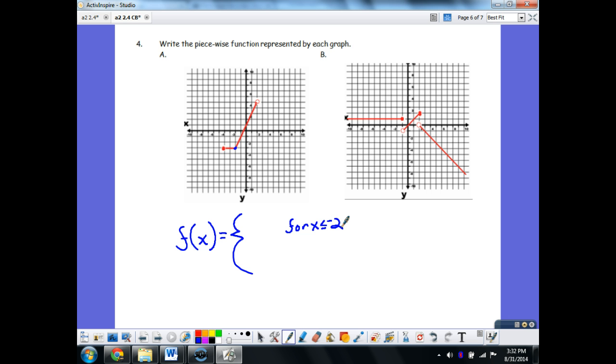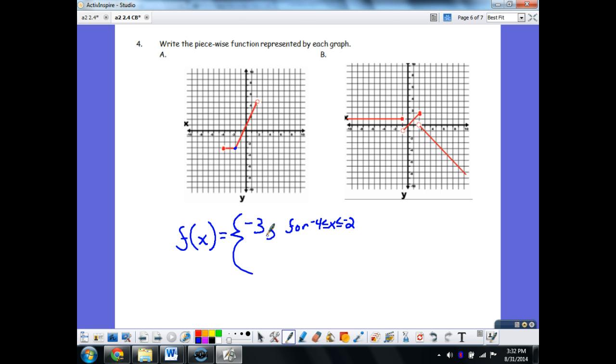Now, what is the equation of this line? Actually, it stops at -4. So I'm going to erase this part, and I'm going to write x is between -4 and -2. So I have -4 less than or equal to x less than or equal to -2. And the value of that function, we are at a horizontal line of -3. So for x, and put a comma there, for x is between -4 and -2.